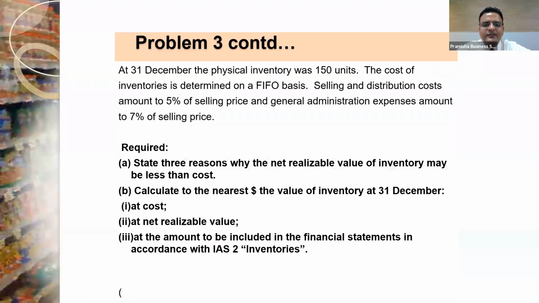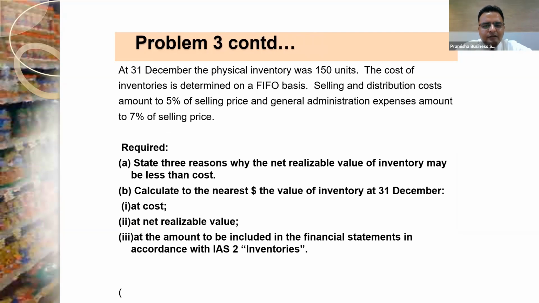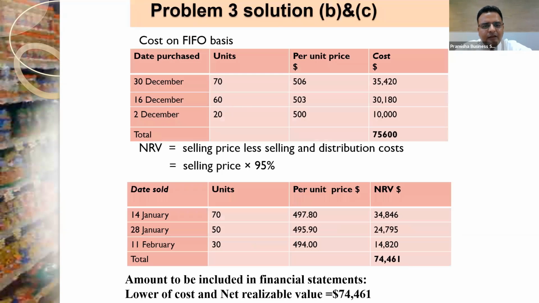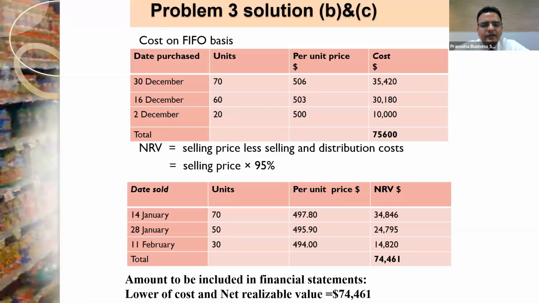So the first question was to state reasons why NRV may be less than inventory cost. It is damage, obsolescence, declining selling prices, and increasing cost of completion or cost of making the sales. The second question was to calculate the value of inventory at cost or NRV and the amount to be included in financial statements. So cost on FIFO basis was 70 at the rate of 506, 60 at the rate of 503 and 20 at the rate of 500, because we are still left with 150 units. We have been successful in arriving at cost on FIFO basis.